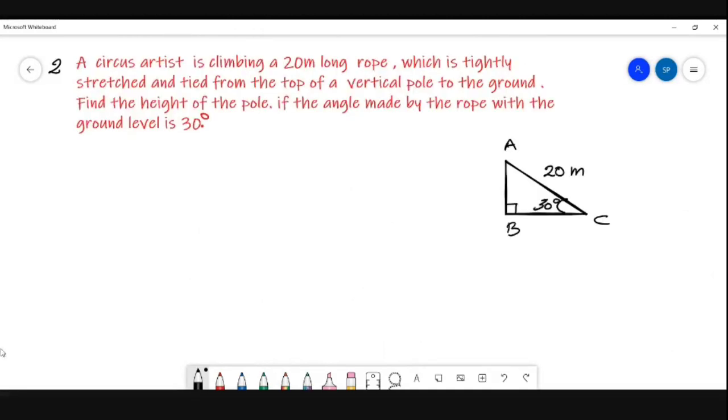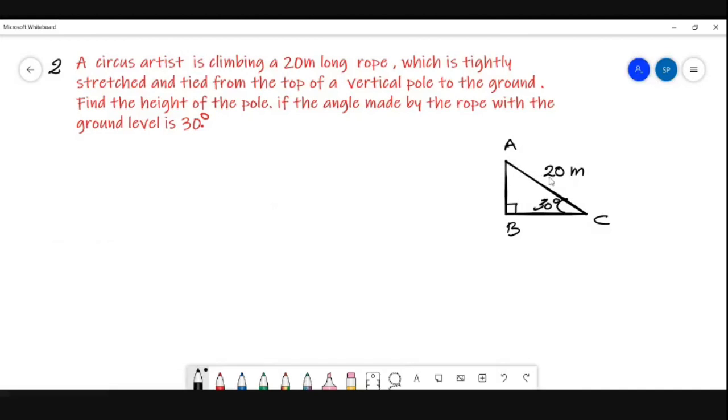Here we have the second question. A circus artist is climbing a 20-meter long rope which is tightly stretched and tied from the top of a vertical pole to the ground. Find the height of the pole if the angle made by the rope with the ground level is 30 degrees. A circus artist is climbing a 20-meter rope, so the rope will be in this position.